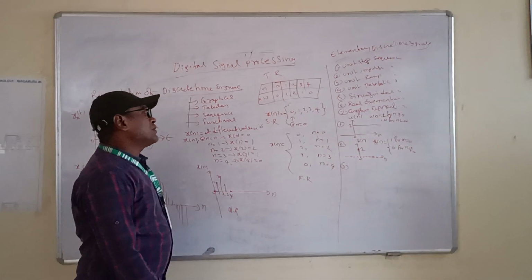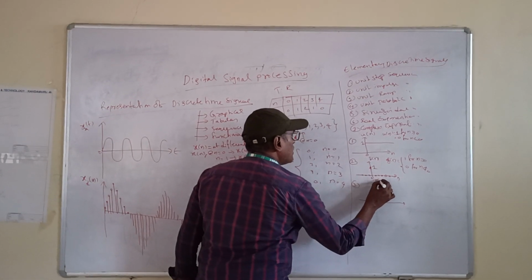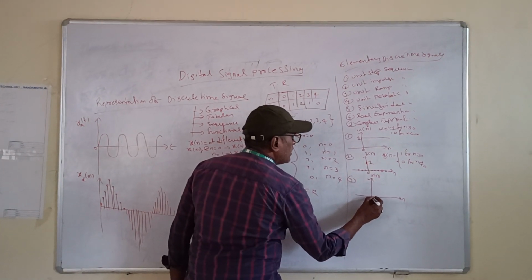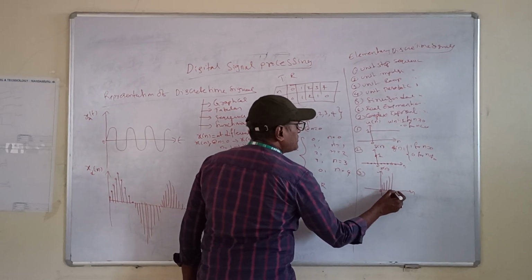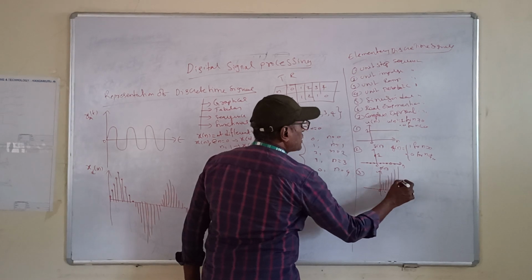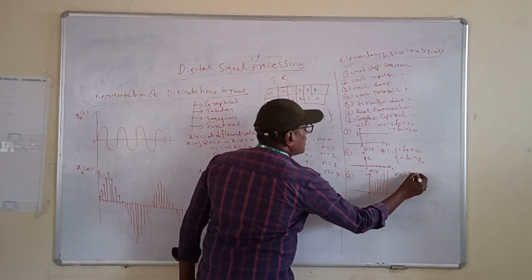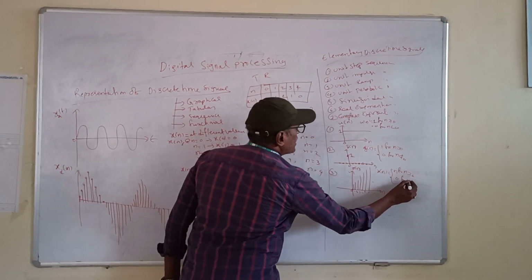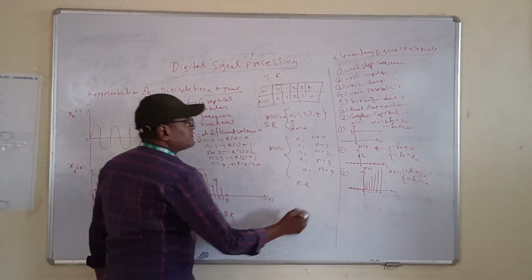Coming to the third one, unit ramp sequence. It is represented like this: r of n, where the discrete time variable is n. This is the way we represent the unit ramp signal for different values of n: 1, 2, 3, 4, 5, 6 and so on. The function is r of n equal to n for n greater than or equal to 0, and 0 for n less than 0. For different values of n less than 0, r of n becomes 0.